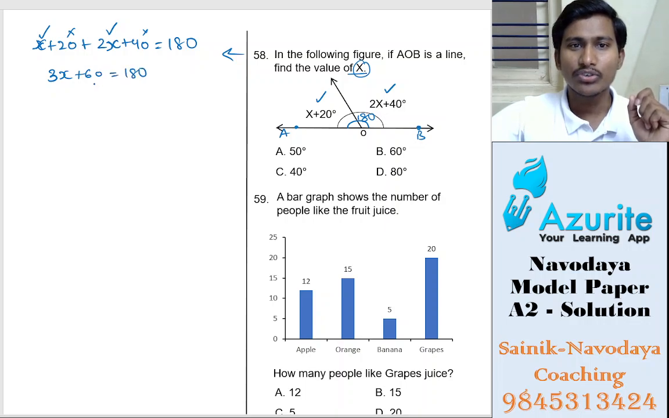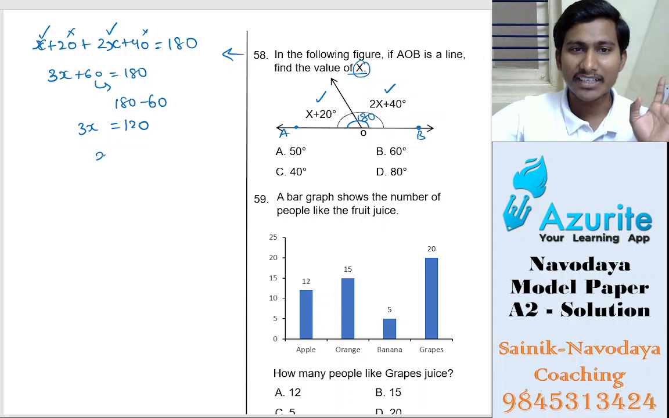Now if you take this to the other side, it will be minus. So 180 minus 60 is 120. So 3x is 120. Now to find x, we have to separate it, so we take the 3 to the other side. 3x means 3 into x, multiplication. If you take that 3 to the other side, multiplication becomes division.